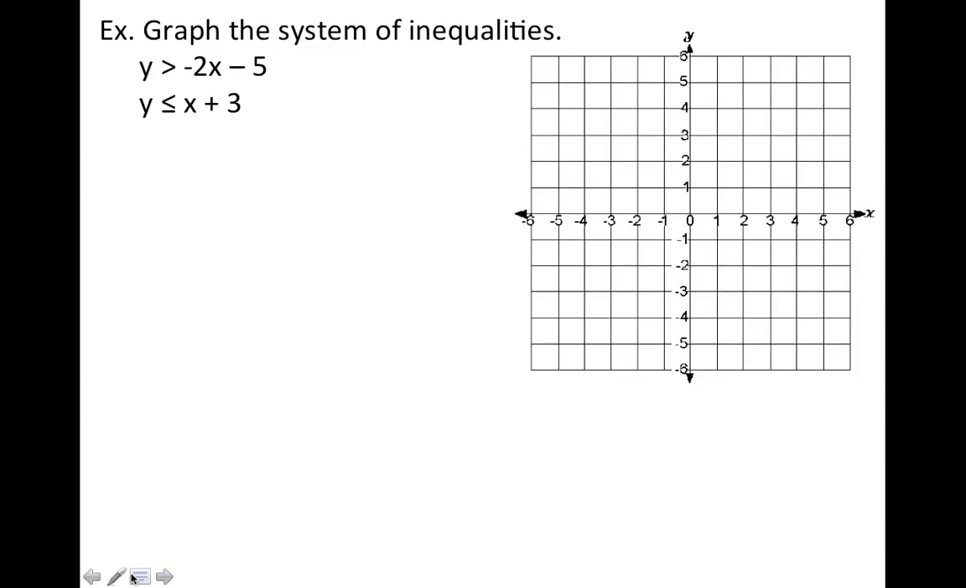So our first one, it's already solved out for y for us, so we just have to graph our lines. The first one I'll do in red. We have y greater than -2x minus 5. So I'm going to put that over 1 so we don't forget to move our point over. So our y-intercept is -5, and our slope is -2 over 1. So I'm going to go up 2, and to the left 1, up 2 to the left 1, up 2 to the left 1, etc., all the way through.